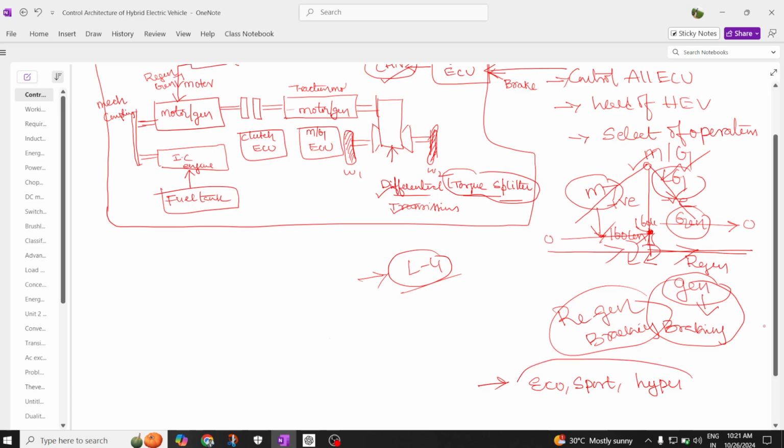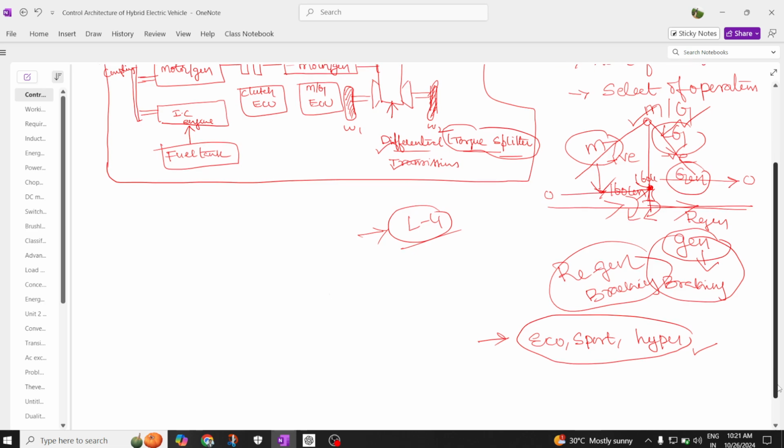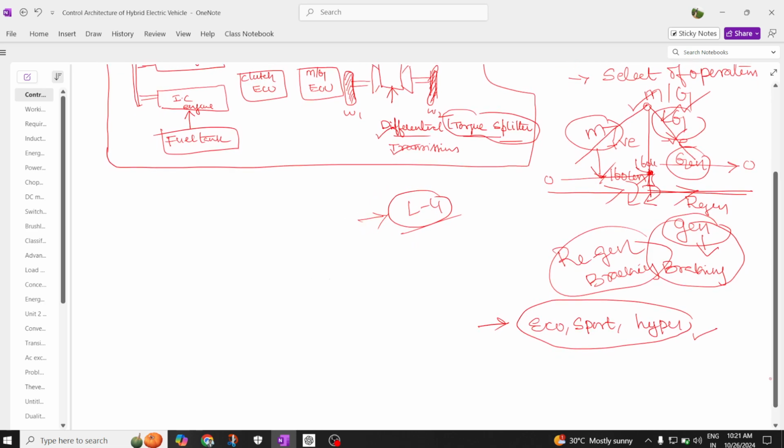So these are three different modes that are exhibited by an electric vehicle. The selection of the mode is also done dynamically by an electric vehicle. So this mode selection is also done by our hybrid ECU. This is why a hybrid ECU is called the heart. The complete history of the electric vehicle is there in the heart of the hybrid ECU.